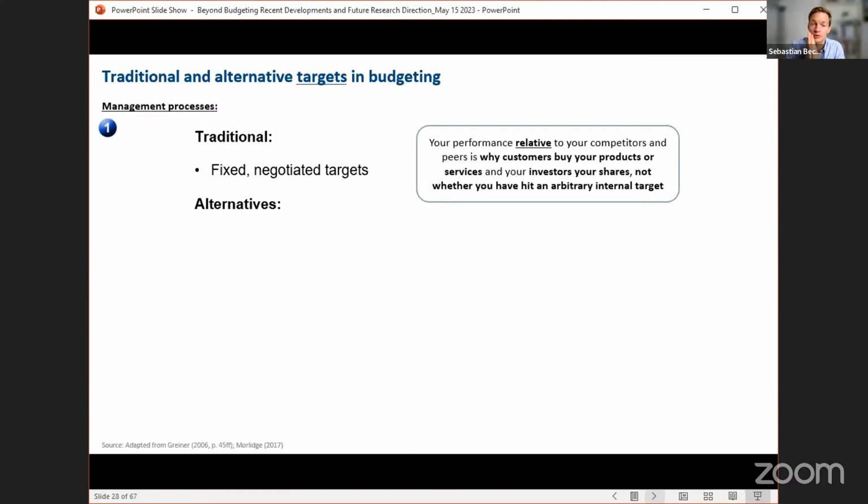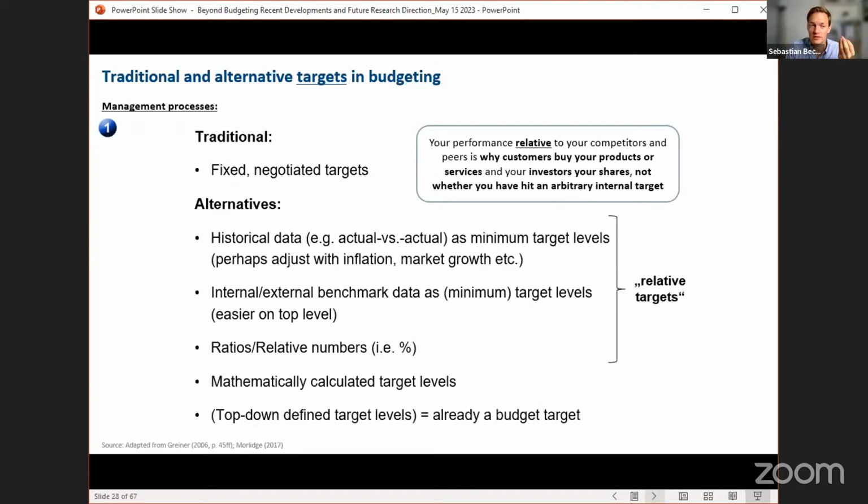And this is a problem because if you have uncertain environments and a lot of competitive activity, this comparison to the fixed negotiated target is probably not going to tell you what performance is. So Beyond Budgeting says one way of improving this is to go to relative targets. That's what the question was about: shouldn't we maybe do something different? And these are different alternatives for relative targets.